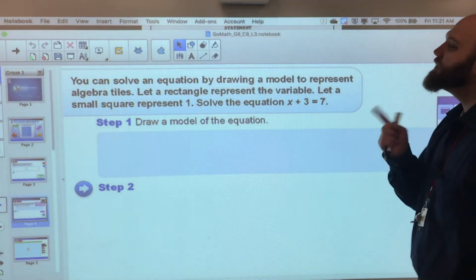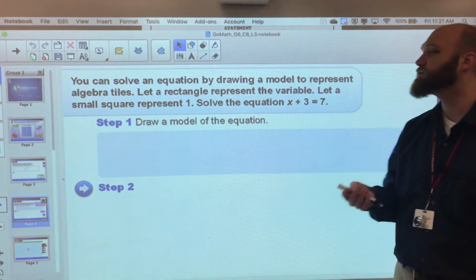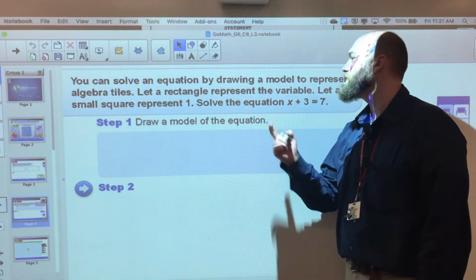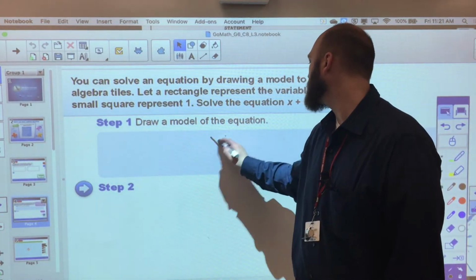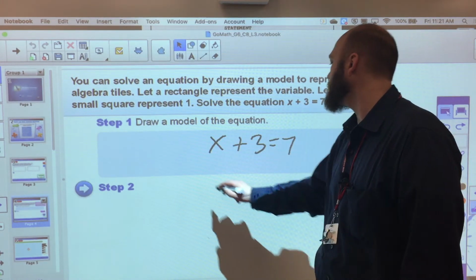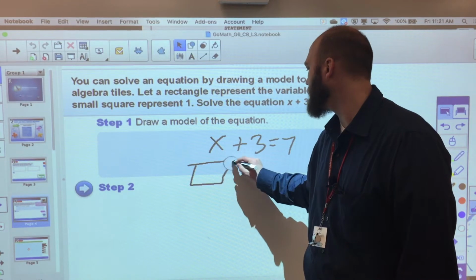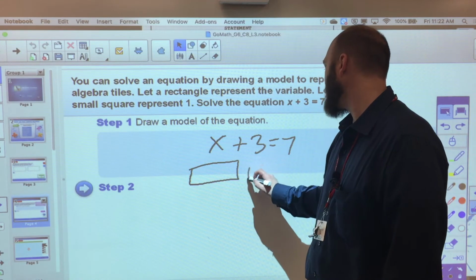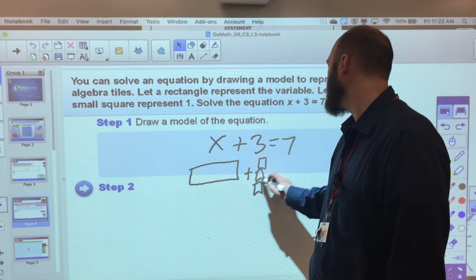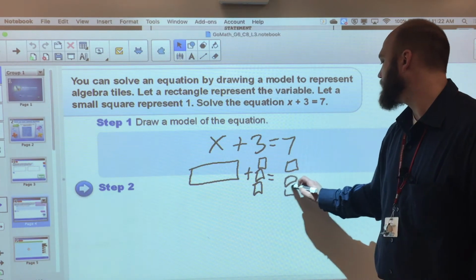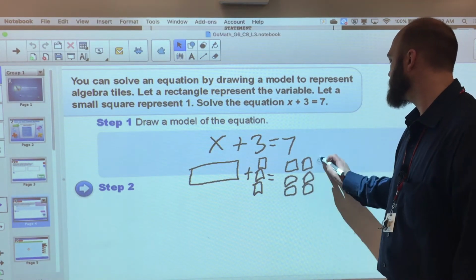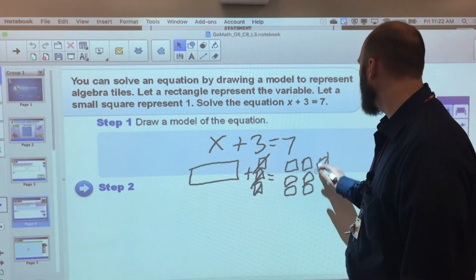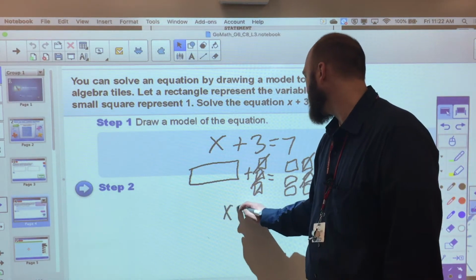It goes something like this. You can solve an equation by drawing a model to represent algebra tiles. Let a rectangle represent the variable, we already know that, and let a small square represent 1. Solve the equation x plus 3 equals 7. Well, let's make that a little bigger. I need an actual rectangle. No need to be skimpy with our rectangle drawing. x plus 3 equals 1, 2, 3, 4, 5, 6, 7. x plus 3 equals 7. I want to solve for x, so I can cross off 1, 2, 3 and 1, 2, 3. And I'm left with x equals 4.